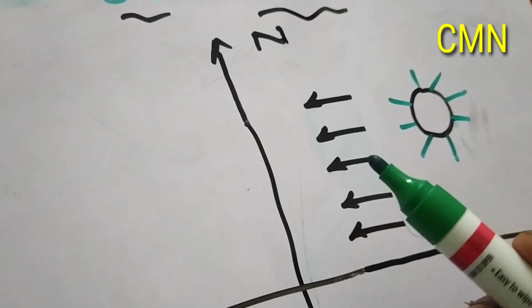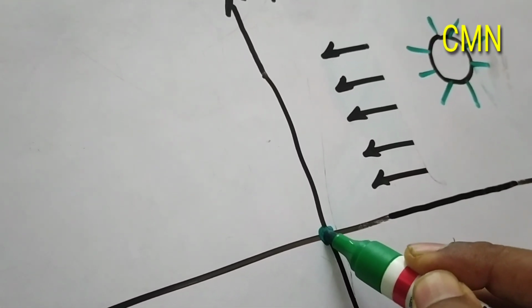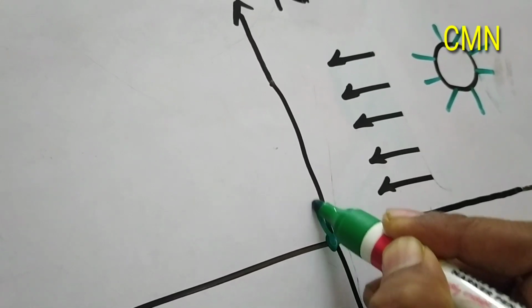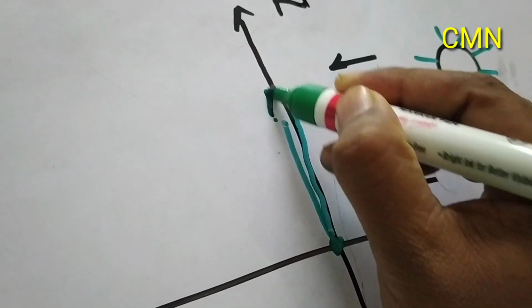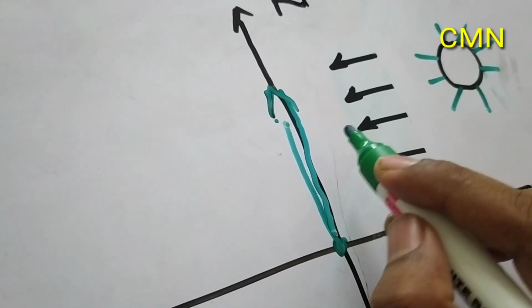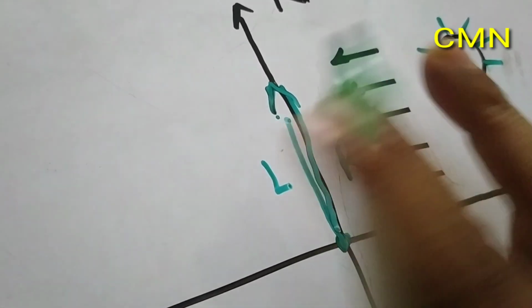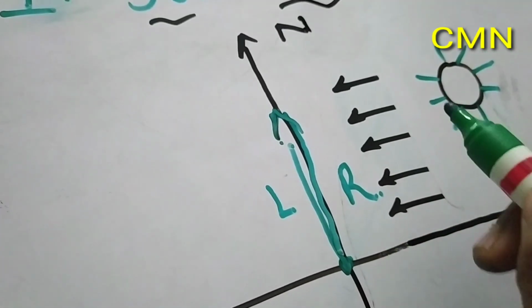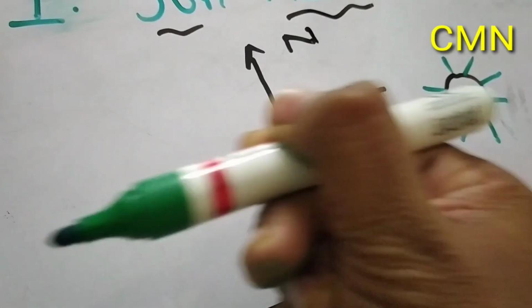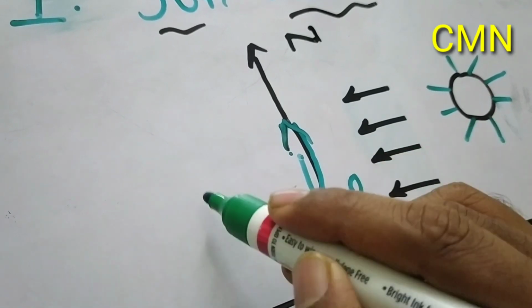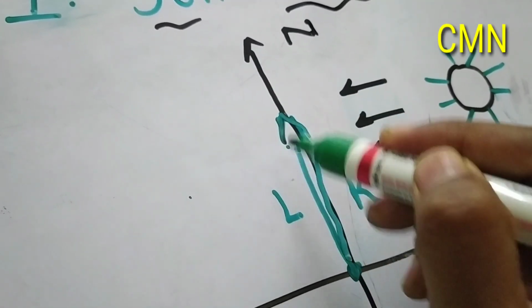Suppose the man is standing here, facing north direction. This is his right, this is his left. The sunrise will be in this direction. That means the shadow will be on his left side.